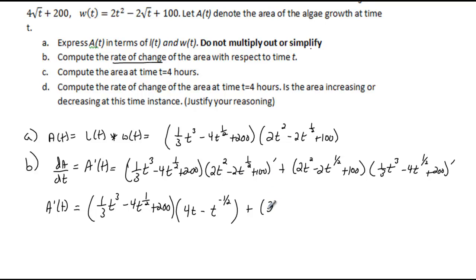Over here, we're going to have 2t squared minus 2t to the 1/2 plus 100 times our derivative of the first. And notice here we're going to have t squared, minus 4 times 1/2 gives you negative 2t to the negative 1/2 power. 1/2 minus 1 gives you negative 1/2, and this is also going to be a value of 0. The derivative of 200 is also a value of 0.